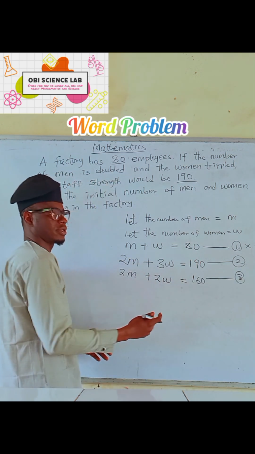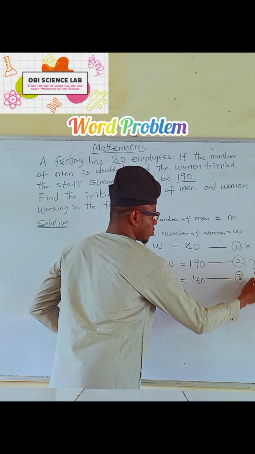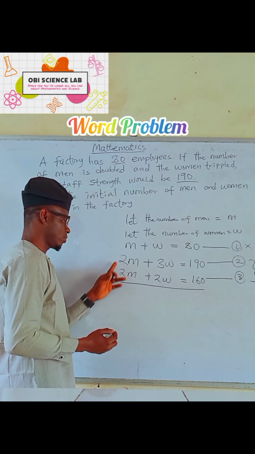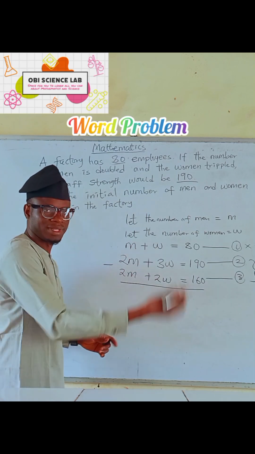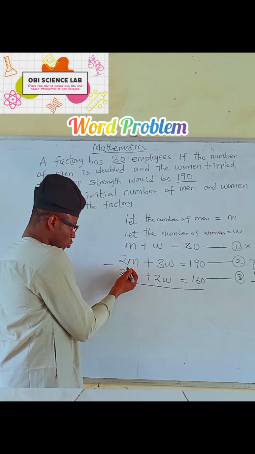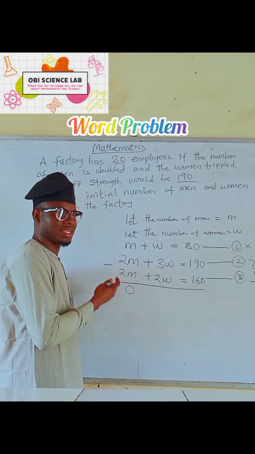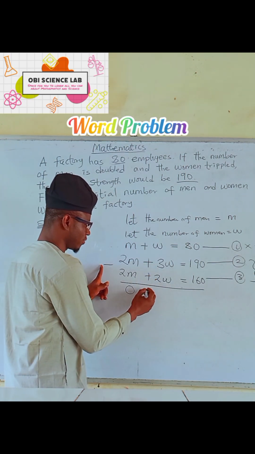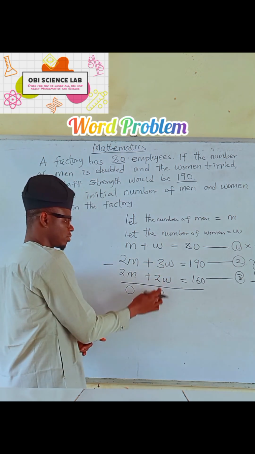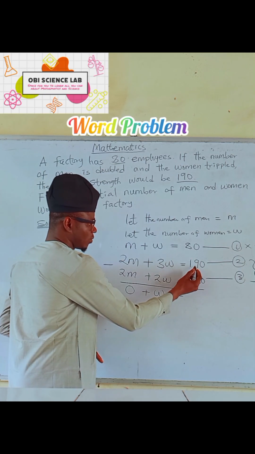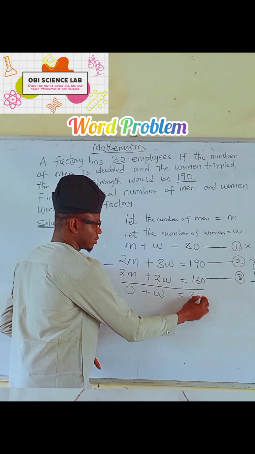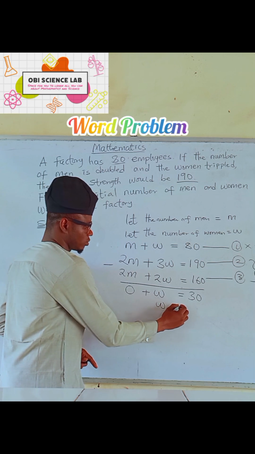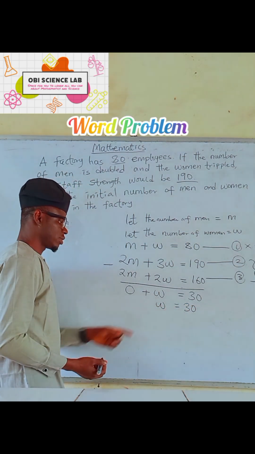So we have equation 1, equation 2, and equation 3. We can now work on equations 2 and 3 to eliminate identical coefficients. The identical coefficient here is 2m, so we can subtract to eliminate m. 2m minus 2m gives us 0. It has been eliminated, which is the essence of the method called the elimination method. Then let's move to the next term. 3w minus 2w gives us 1w. Then we have our equal sign. 190 minus 160 gives us 30. Having eliminated m, 0 plus w is still w, equal to 30. So our w is equal to 30.